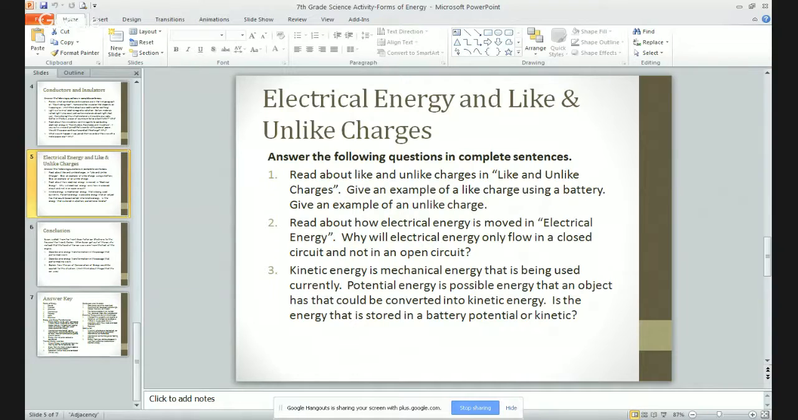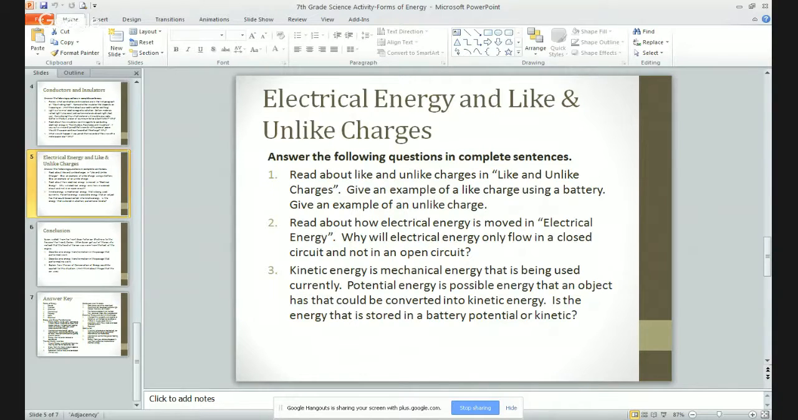A like charge would be if you had both positive ends of the battery facing together. So no, because they're like charges, there's going to be no electricity flowing between the two. If you have unlike charges with the battery, you're going to have a positive end touching the negative end, and that's how you're going to get conduction of your electricity.